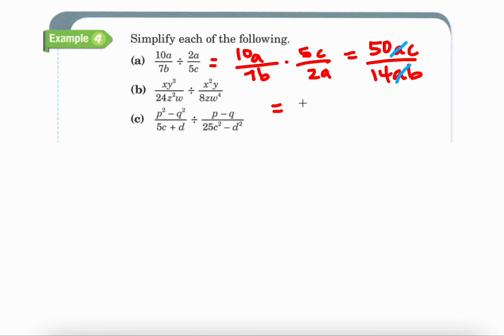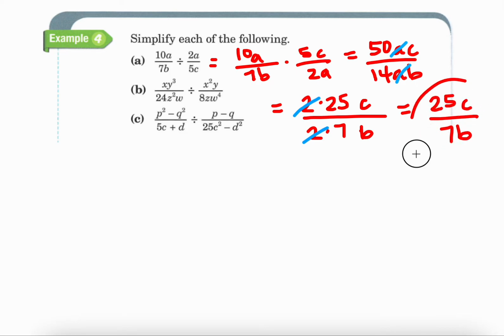50 can be reduced to, what, 2 times 25? And 14 is 2 times 7. Yeah? So then those two would have 2's that cancel out. So then what I'm left over with for A would be 25C over 7B. And that's all I can do. So that's my final answer for A.